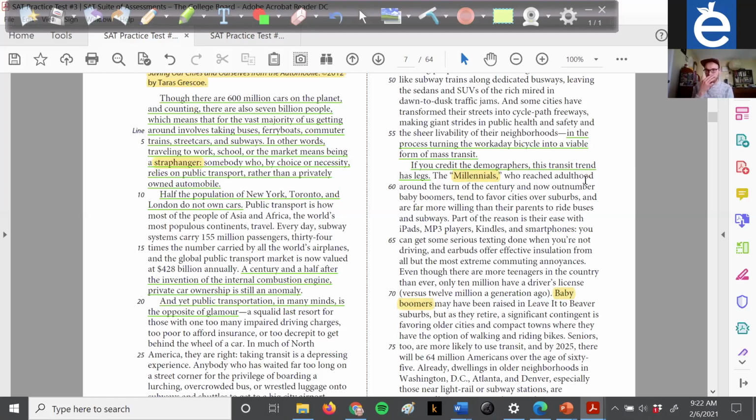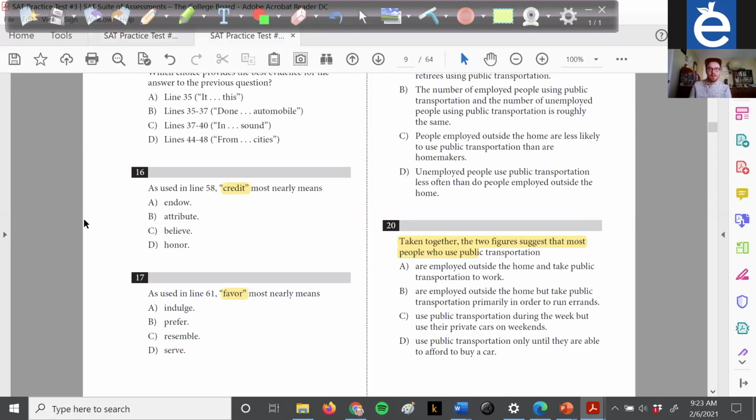So if you credit the demographers, this transit trend has legs. Well, if the demographers are telling us this, then we would need to what? We would need to believe them. We would need to trust them. The thing I like to do, and I've shown you this before, is cross out the word and ask, what else could I fit in there? So if you trust the demographers, if you believe the demographers, we could think of some other synonyms there. But if we look back at our choices to see what matches what we already know, believe is clearly our strongest answer.